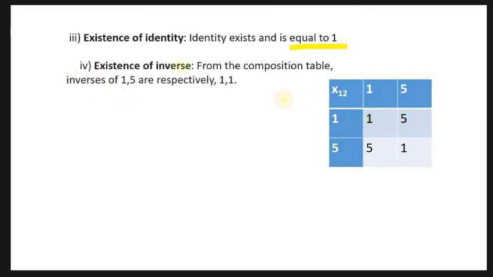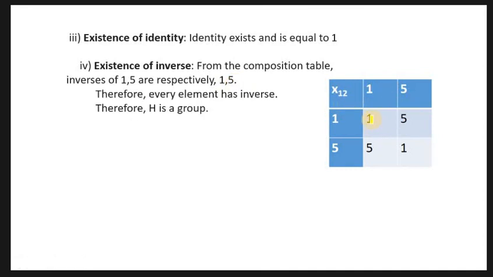Existence of inverse. From the composition table, the inverses of 1, 5 are respectively 1, 5. In the composition table, the identity element exists in the first row. This is the identity element. So, corresponding to this, the leading elements are 1 into 1 is equal to 1. Therefore, inverse of 1 is 1. And similarly, 5 into 5 is equal to 1. So, the identity element exists here. So, the inverse of 5 is 5. Hence, the inverses of 1, 5 are respectively 1, 5.